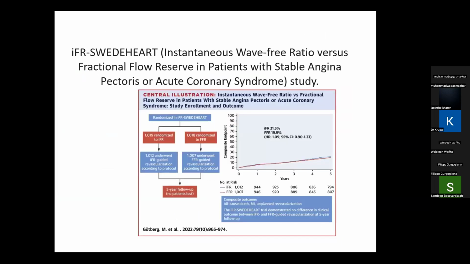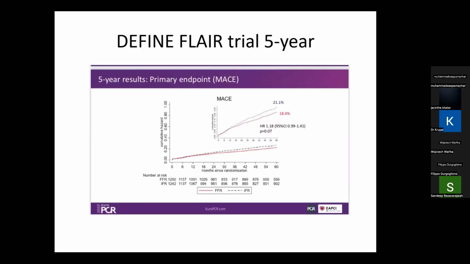Now recently, in 2022, we have 5-year data. That was 1-year data. We have 5-year data of the SWEDEHEART trial, and again the results are quite encouraging. There was no difference between the IFR group and the FFR group. But for the DEFINE FLAIR trial, the results are quite different. There were unexpected results.